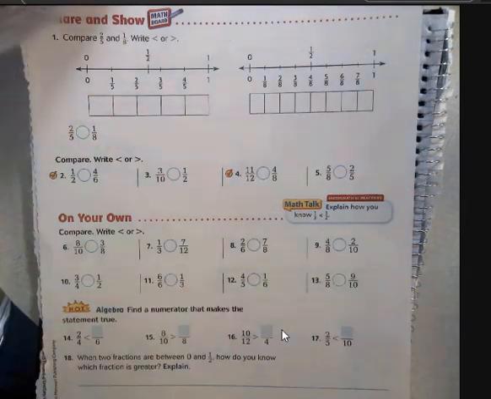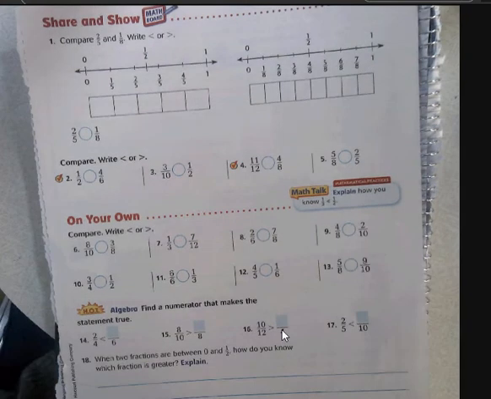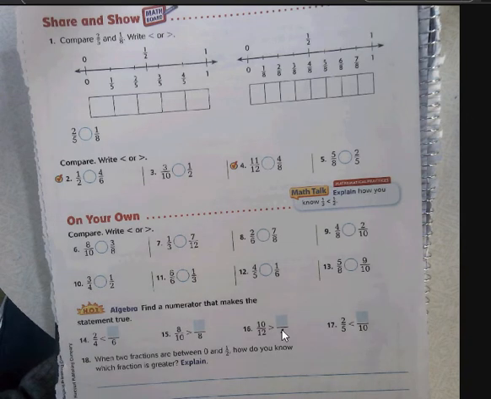Hi friends, today we're going to look at lesson 6.6. It is on page 251. We've done this in class before, but if you are working on your small practice book, this will be a good review. When you are using benchmarks, the benchmark is just using a number like a half to compare fractions, where you're using the fraction and asking, is this larger or smaller than a half?